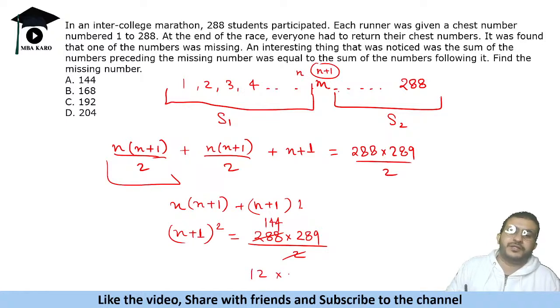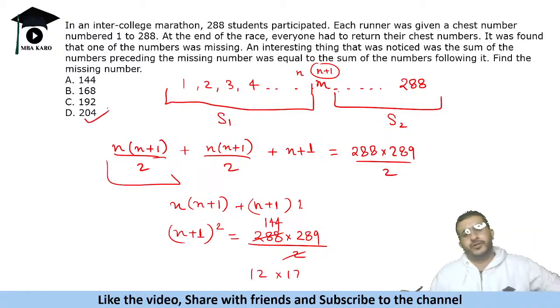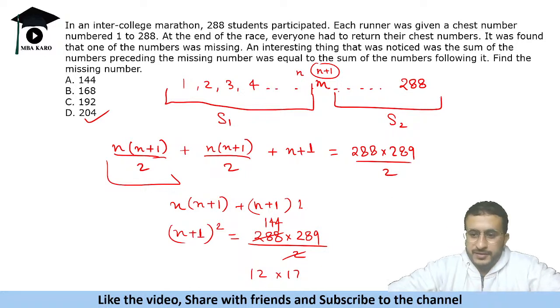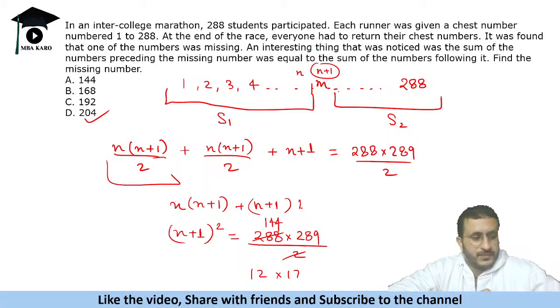12 का whole square, 17 का whole square. Answer is 204. आगे 200 question 4. Sum of first n natural numbers.